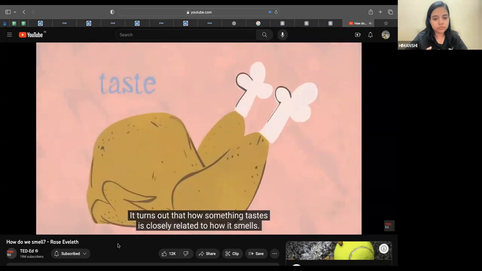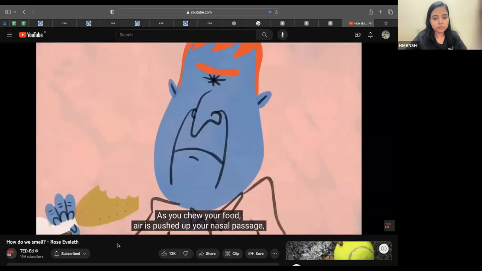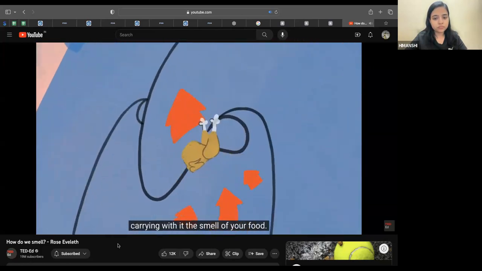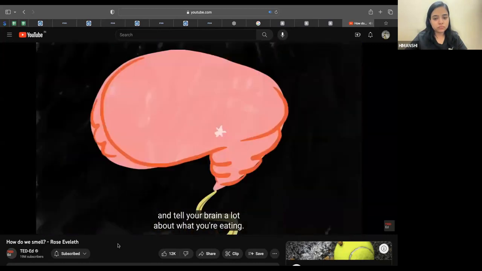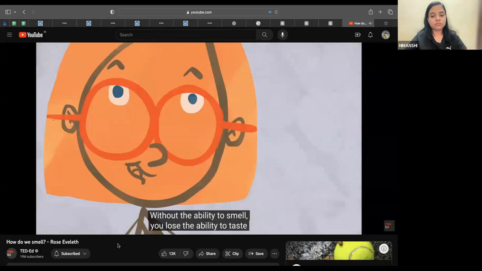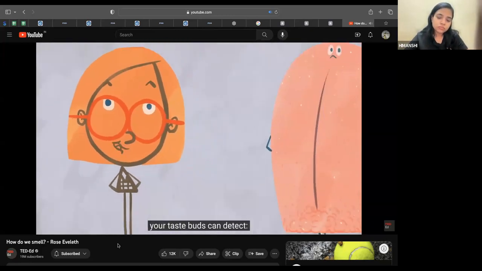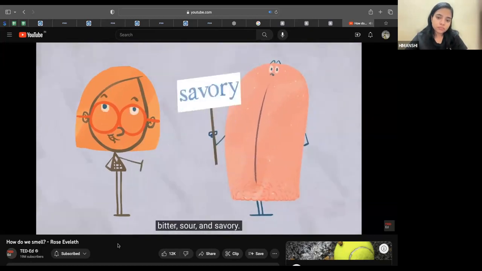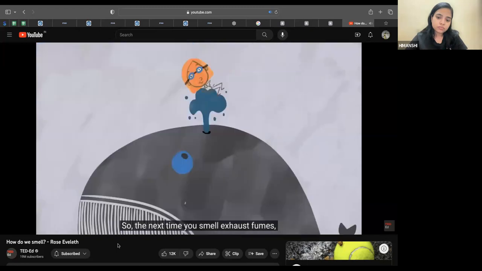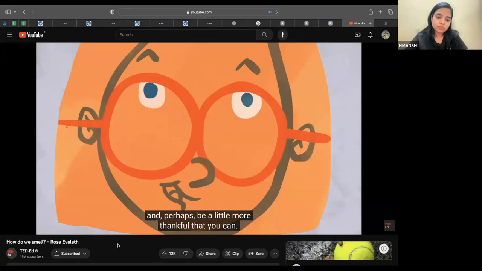It turns out that how something tastes is closely related to how it smells. As you chew your food, air is pushed up your nasal passage, carrying with it the smell of your food. Those scents hit your olfactory epithelium and tell your brain a lot about what you're eating. Without the ability to smell, you lose the ability to taste anything more complicated than the 5 tastes your taste buds can detect: sweet, salty, bitter, sour, and savory. So the next time you smell exhaust fumes, salty sea air, or roast chicken, you'll know exactly how you've done it, and perhaps be a little more thankful that you can.